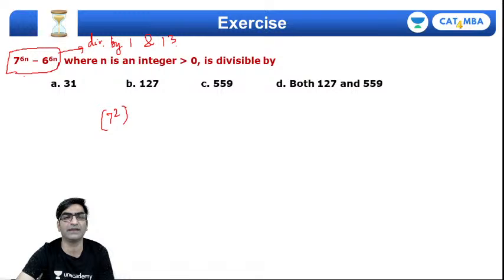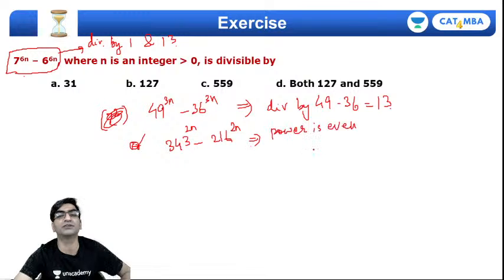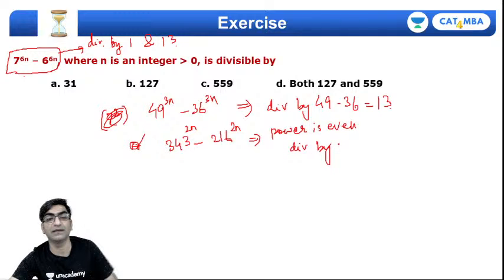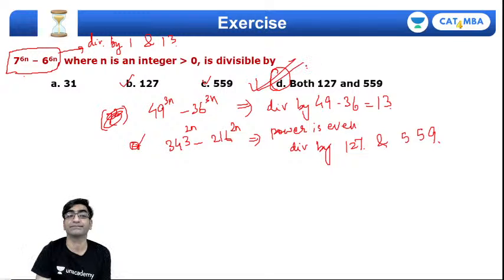Now you have the power as even. Since power is even, it will be divisible by both. Right? So it should be divisible by a minus b. Right? What is the difference? 127 is the difference. And by their sum, what is their sum? Well, that's 559. Right? So this is divisible by both 127 and 559. Correct answer should be option D. Right? Both 127 and 559.